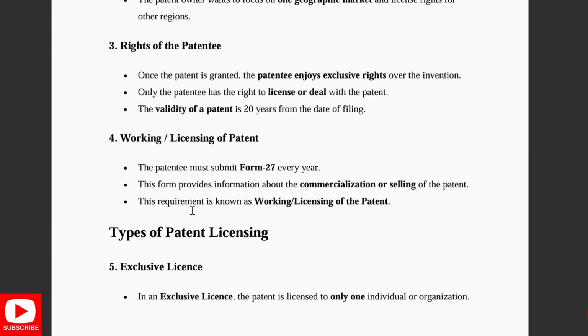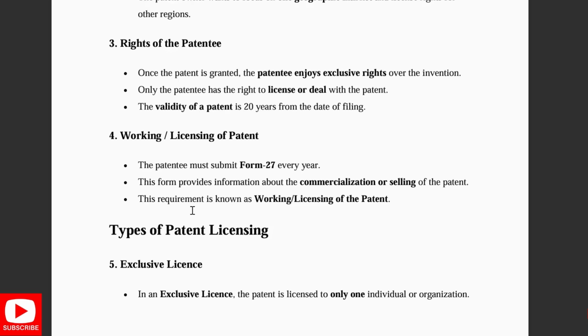Working or licensing of patent. The patentee must submit Form 27 every year and provide information about the commercialization or selling. They have to show where the patent is sold or where it is commercialized. This requirement is known as the working or licensing of patent.